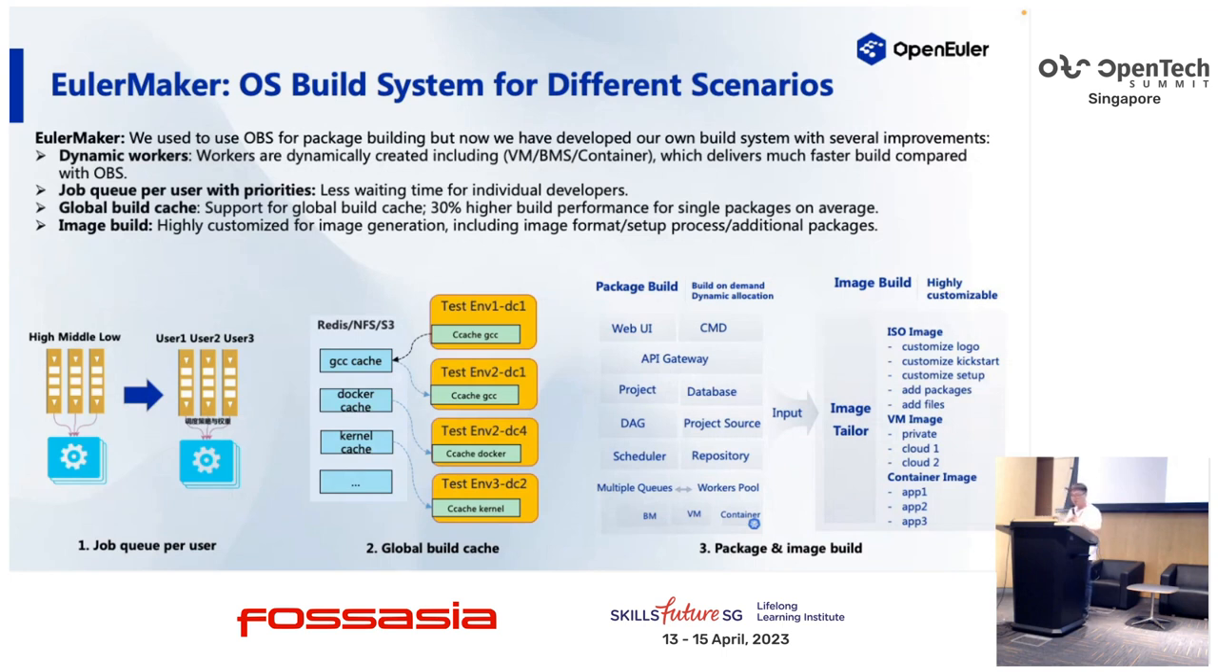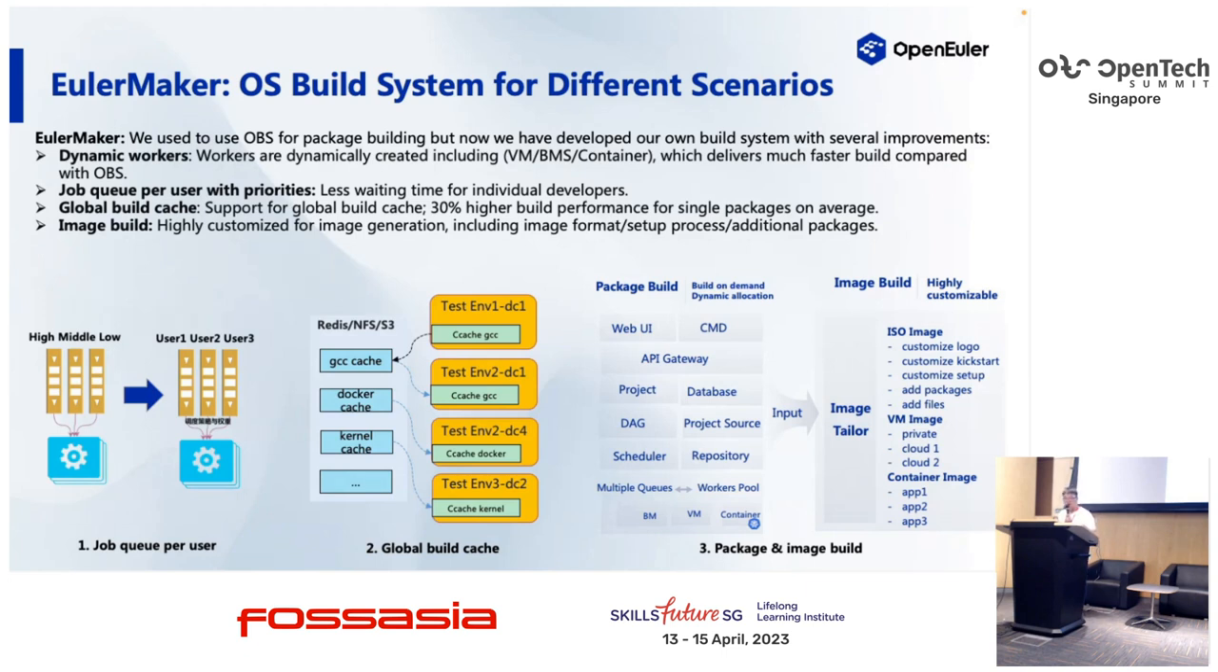The next one is about the Euler maker. Yes, we first tried to use the OBS project from openSUSE to build our packages and our images. But currently, we are designing our new version of the package build and distribution systems. And the Euler maker is in several ways much better than the OBS. The first one is about dynamic workers, and we support VM, BMS, and containers, which deliver a much faster build compared with OBS.